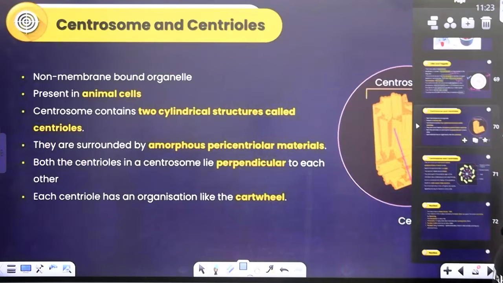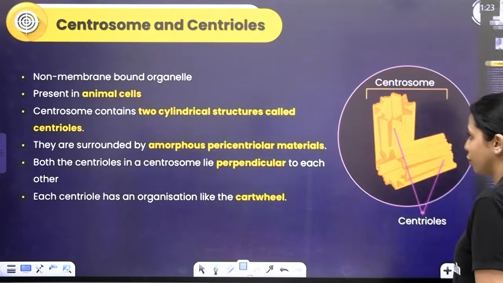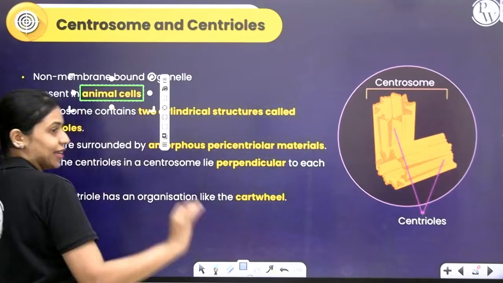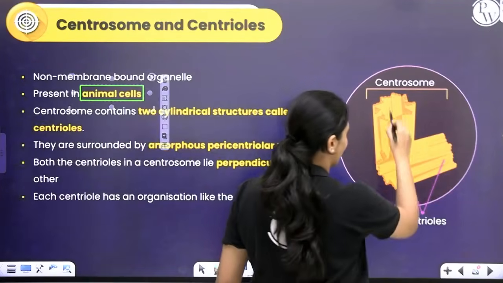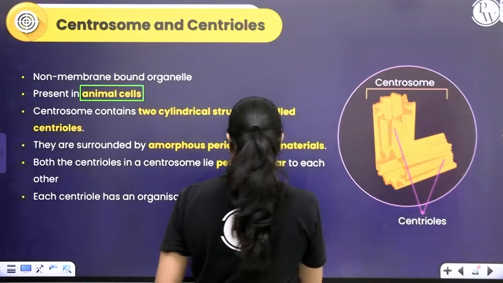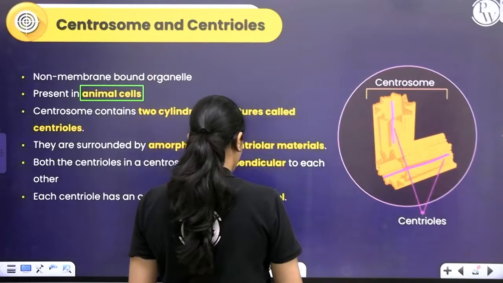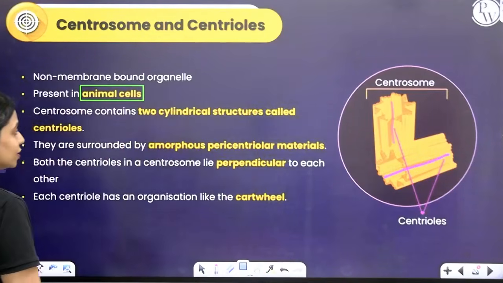Let's talk about centrosome and centriole. Centrosome is a structure that you find only in animal cells. In each centrosome, you can find 2 perpendicularly arranged centrioles like this. See, this is one, this is one. They are almost always present near the nucleus only.